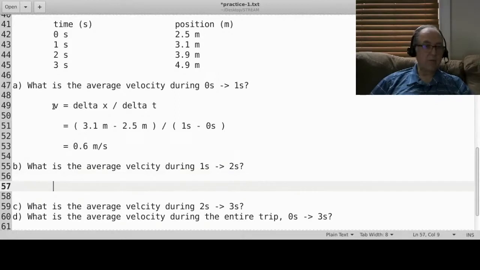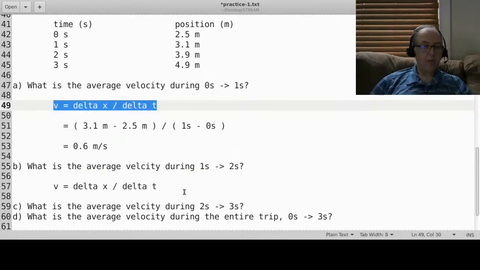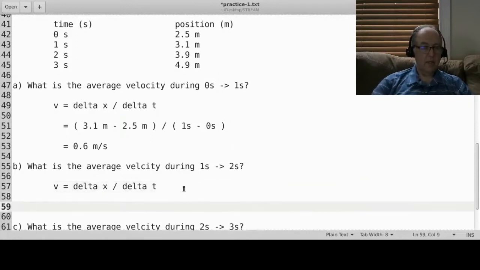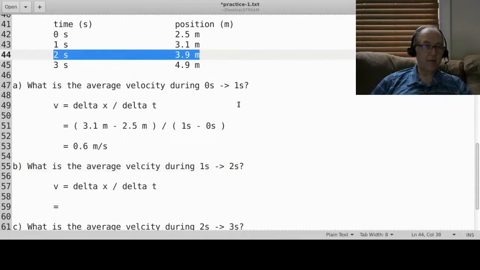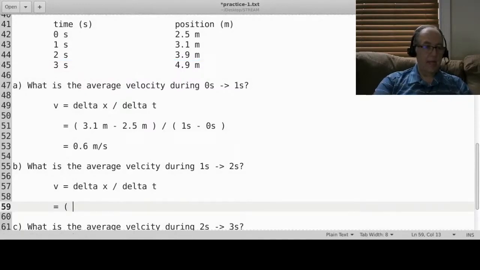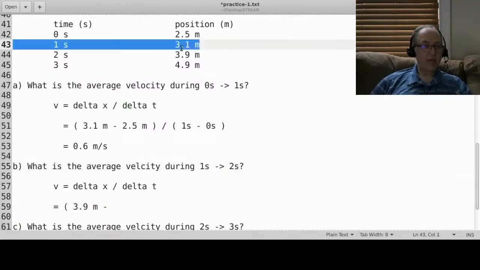Okay, so the formula is always the same, but now our time interval is from 1 second to 2 seconds. So the final is what is the 2 second value. That's this value right there. At 2 seconds, the car is at position 3.9 meters from the reference point. So there's your final position. Your initial position is, where are you at 1 second? Well, at 1 second, you're at 3.1.